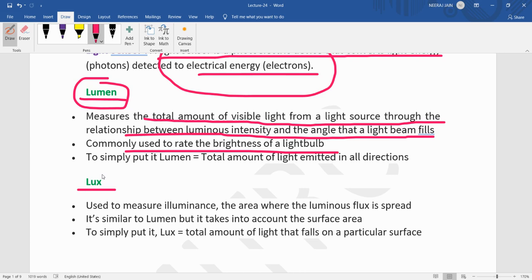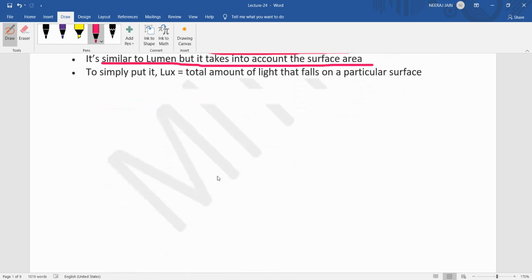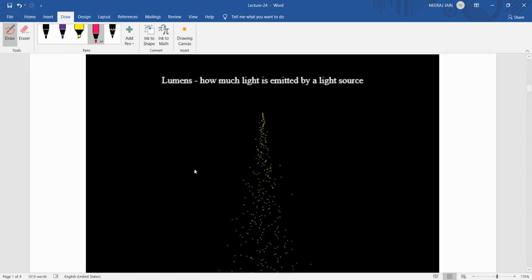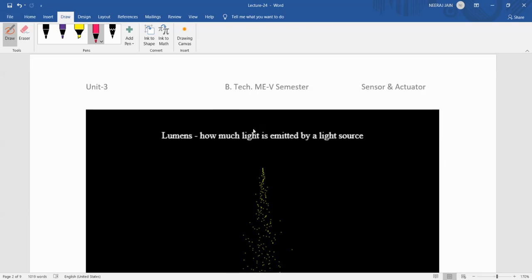And lux is another terminology that is used to measure the luminescence, the area where the luminous flux is spread. It is similar to the lumen, but it takes into account the surface area. We can understand this by this diagram.